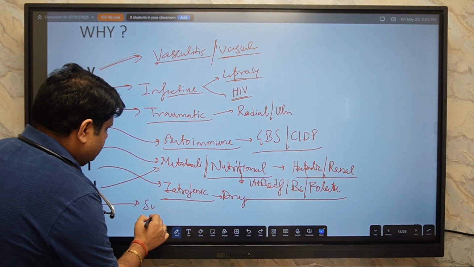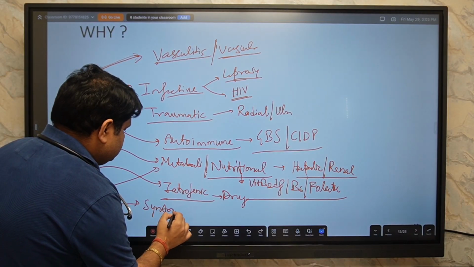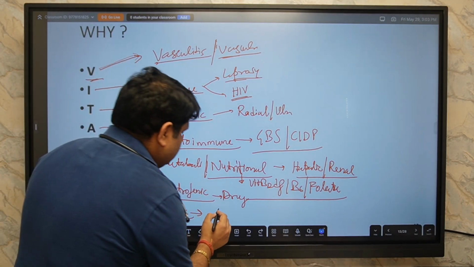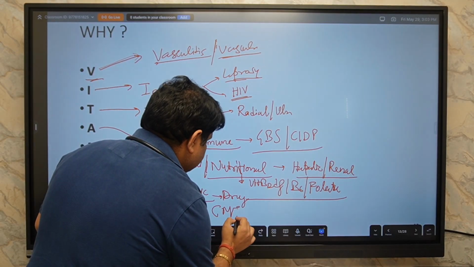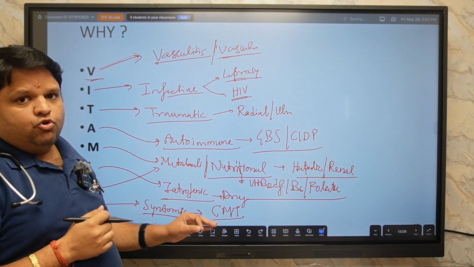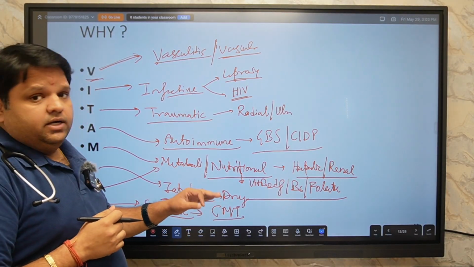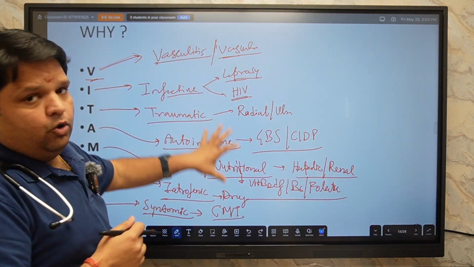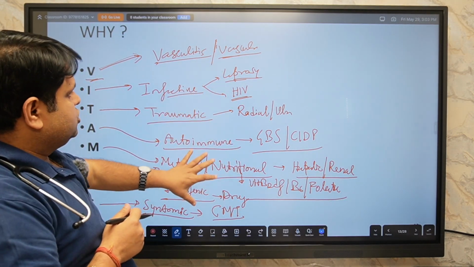Then syndromic. In syndromic, there is Charcot-Marie-Tooth disease, CMT. Charcot-Marie-Tooth disease is a hereditary type of neuropathy, and this is usually a demyelinating type of neuropathy. So this is all in brief about the causes of the neuropathy.